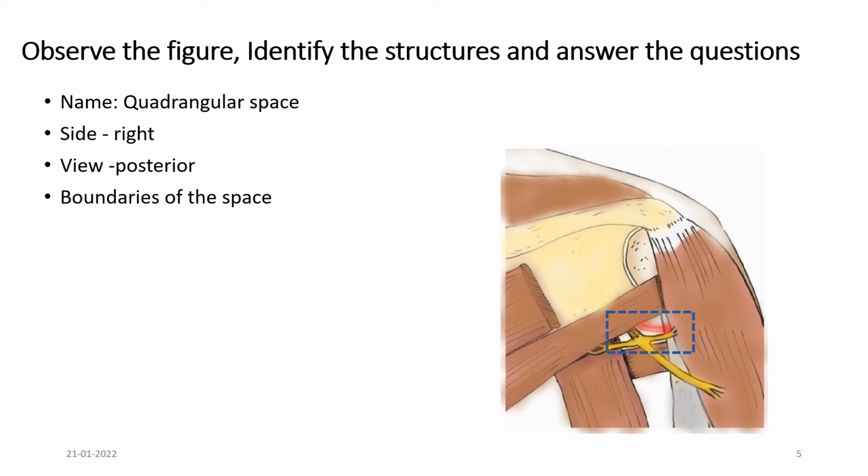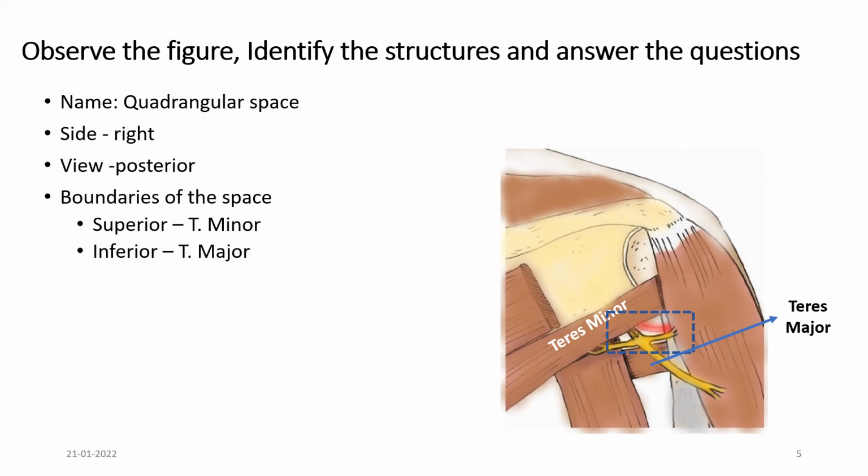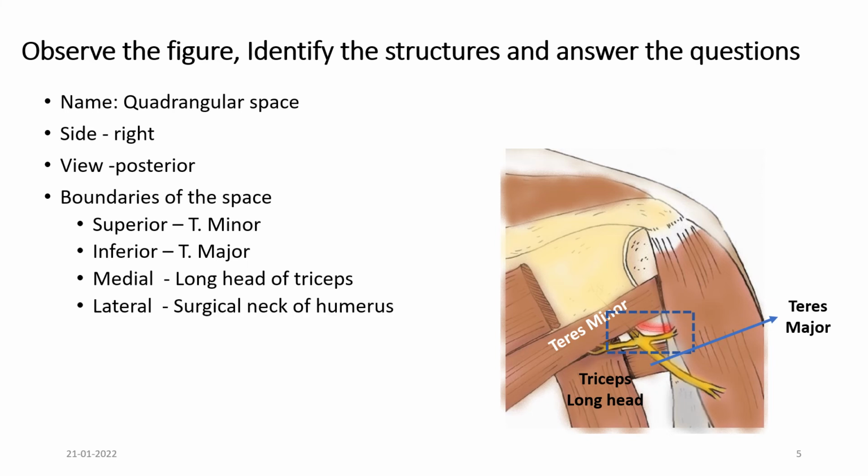So let us revise what we have seen in the previous answers. Above is the teres minor muscle. Inferiorly is the teres major muscle. The medial boundary is the long head of triceps. And laterally is the surgical neck of humerus. So these are the boundaries for the quadrangular space.